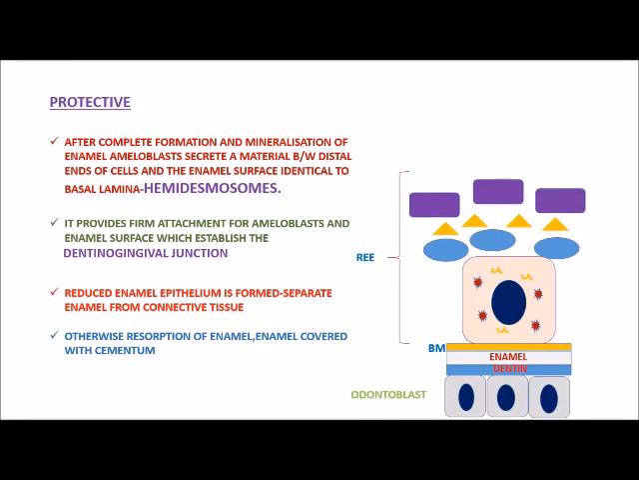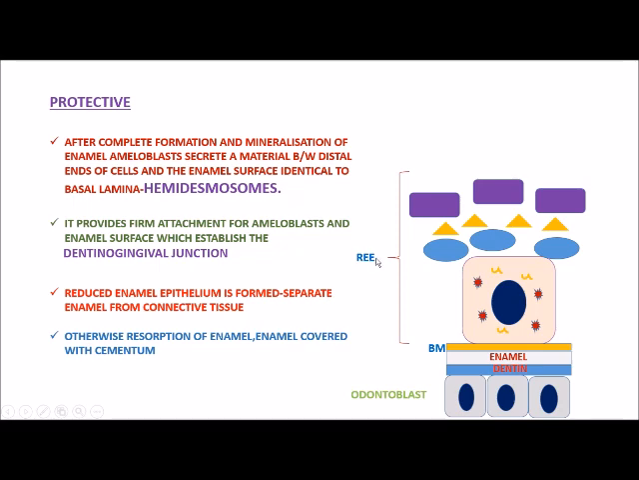Next is protective stage. After complete formation and mineralization of enamel, ameloblasts secrete a basal lamina-like material in between the distal end of the cell and enamel, that is called hemidesmosomes, and that will help in the firm attachment of ameloblast to the enamel surface and also to establish the dentino-gingival junction. In this stage, the main event is the formation of the reduced enamel epithelium, that is, the outer enamel epithelium, stellate reticulum, stratum intermedium, everything collapses and forms the reduced enamel epithelium.